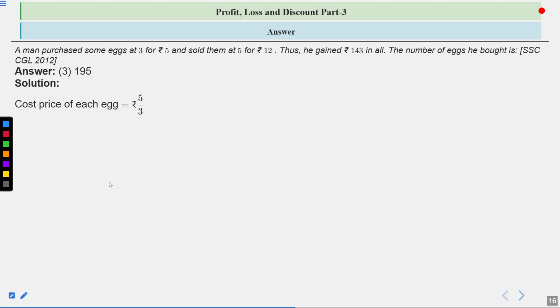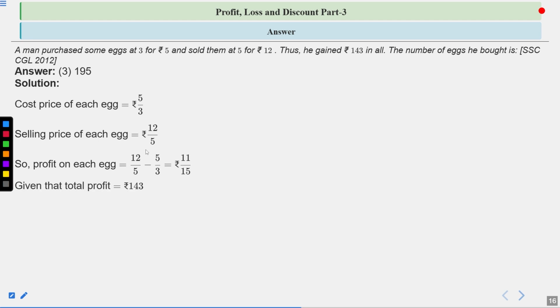The cost price of each egg becomes 5 by 3 rupees. In the same way, the selling price of each egg is 12 by 5. Now the profit on each egg will become 12 by 5 minus 5 by 3, which equals 11 by 15 rupees. This is our profit. Now the question says that the total profit is 143 rupees. So let the number of eggs he bought be x.